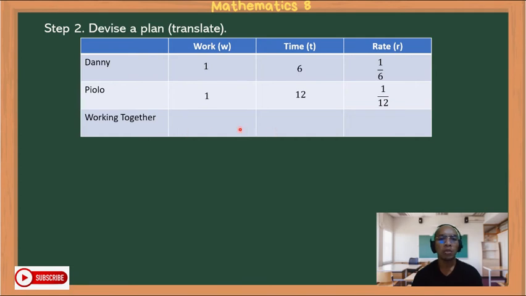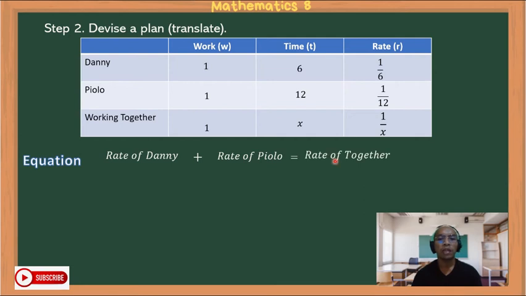Working together, how many hours do they take to complete the job? Since we do not know, we let that be X. Therefore, their rate to complete the same job would be 1 over X. In making an equation, the rate of Danny plus the rate of Piolo is equal to their rate working together. So the rate of Danny is 1 over 6, plus the rate of Piolo, 1 over 12, is equal to 1 over X. There we have the equation that represents the condition of the problem.